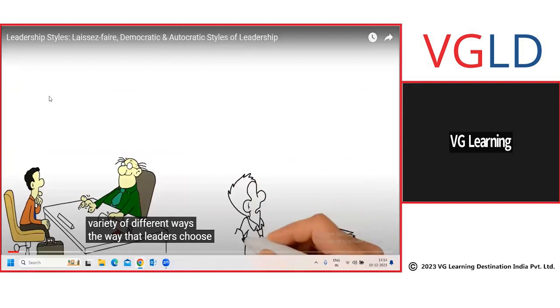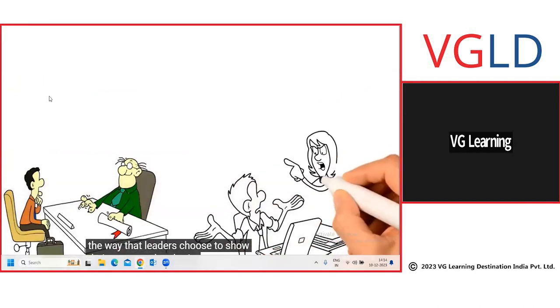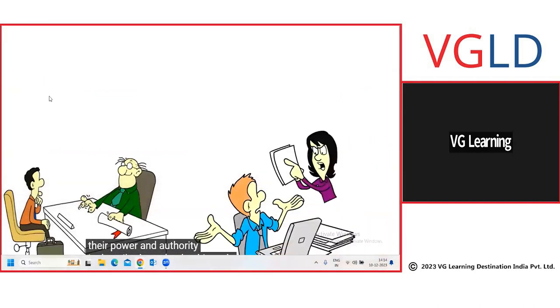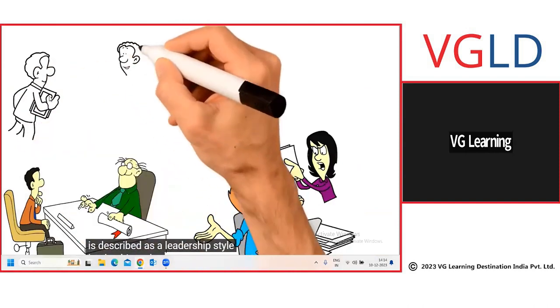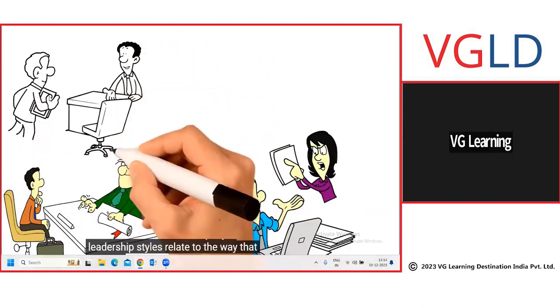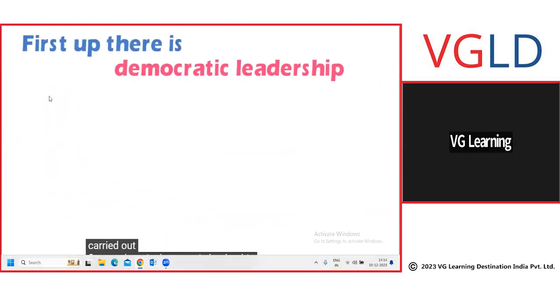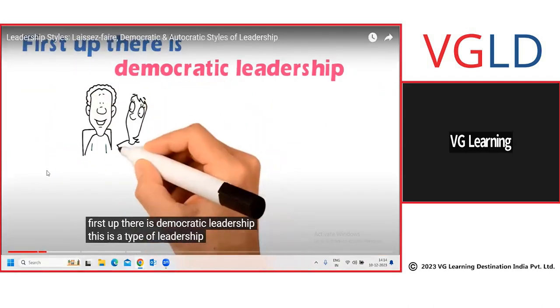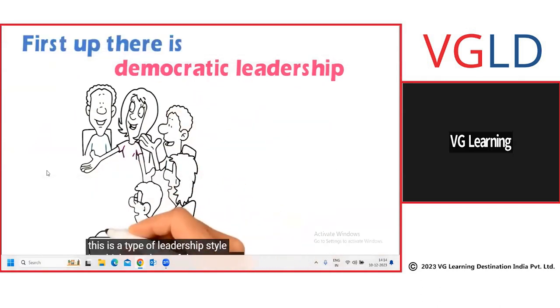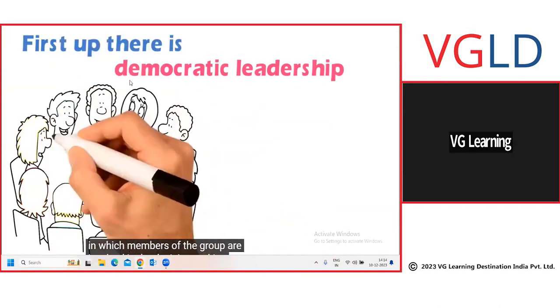The way that leaders choose to show their power and authority is described as a leadership style. Leadership styles relate to the way that a leader behaves and the way that the functions of leadership are carried out. First up, there is democratic leadership. This is a type of leadership style in which members of the group are involved in the decision-making process.